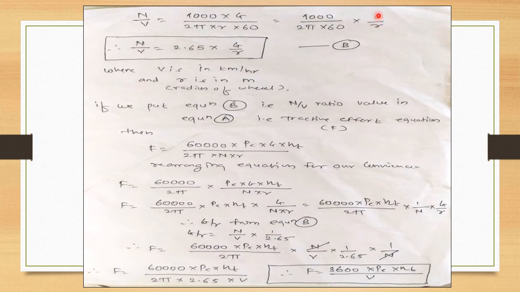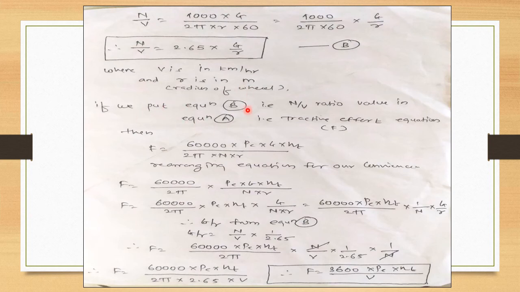This term has values, so it is simplified. We have the answer for these terms. So N upon V, if you solve on the calculator, 1000 by twice pi, that is 2 into 3.14 into 60, the value is 2.65 into G by R. Suppose this is equation number B, where V is in kilometer per hour and R is in meter, that is the radius of the wheel.